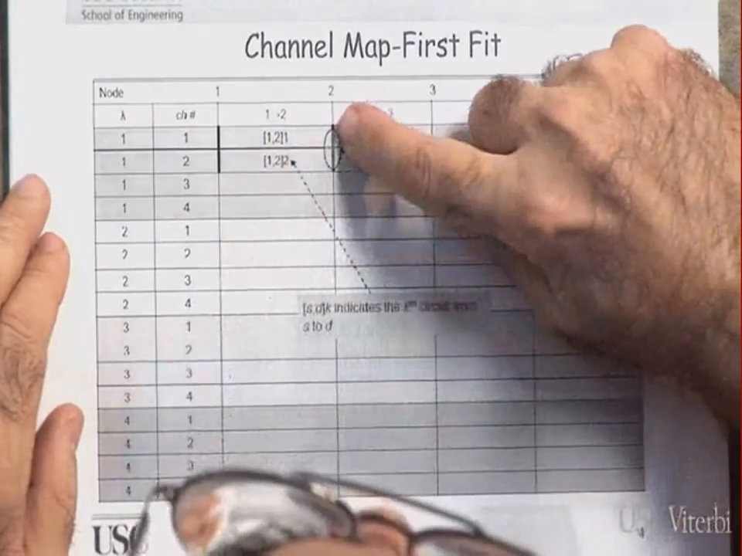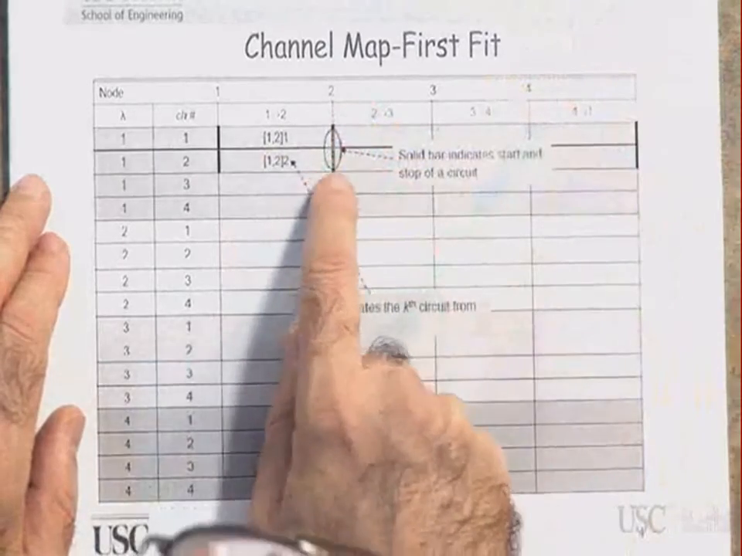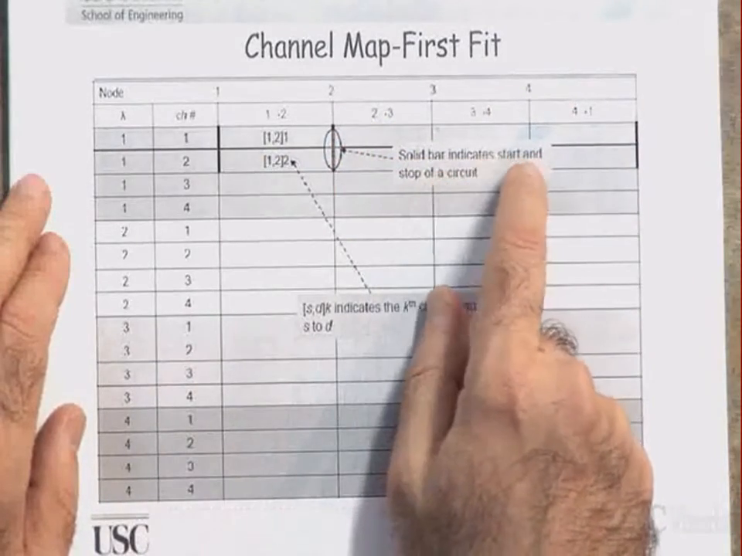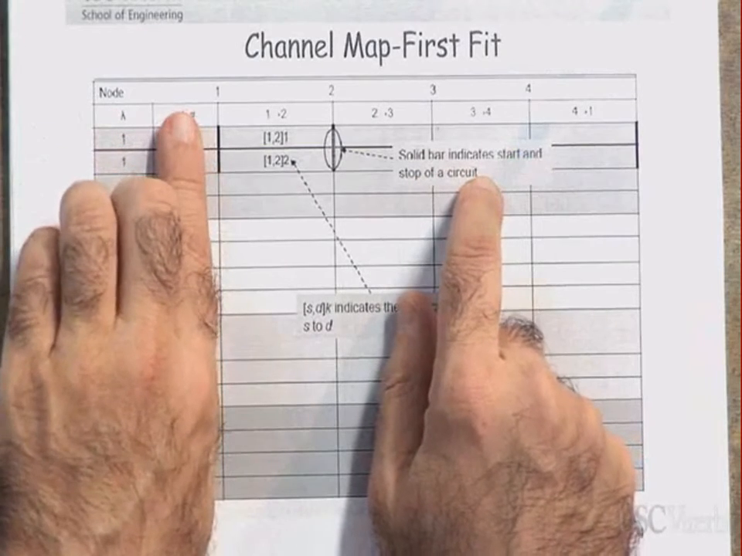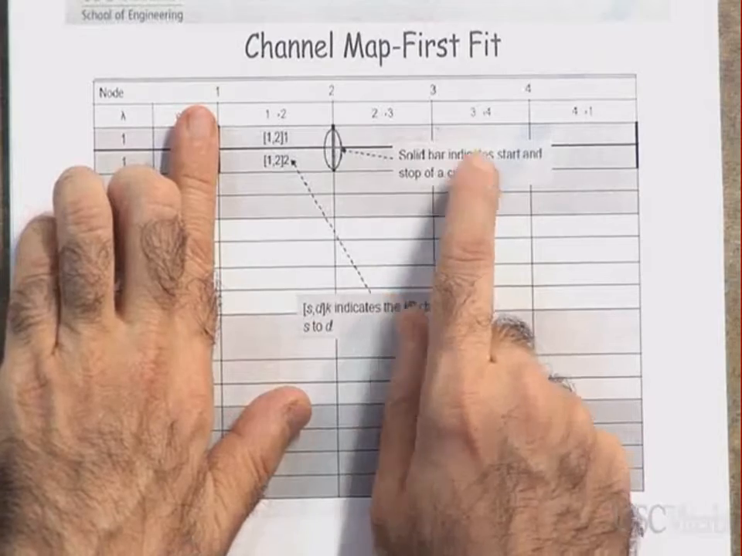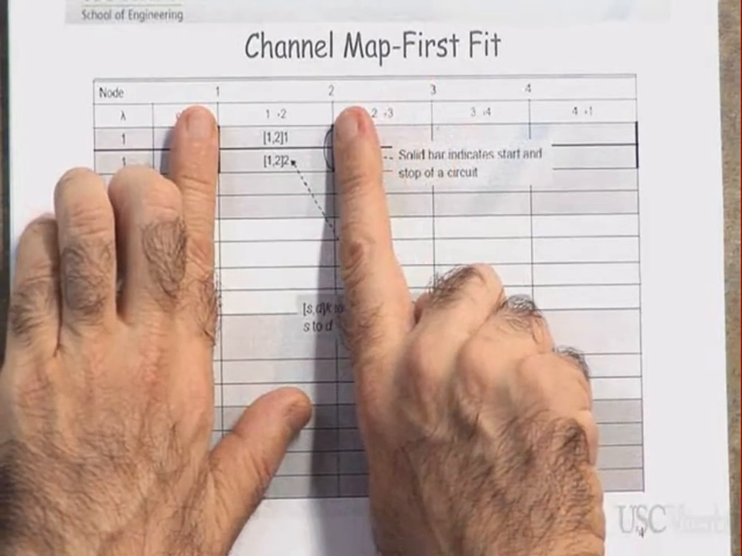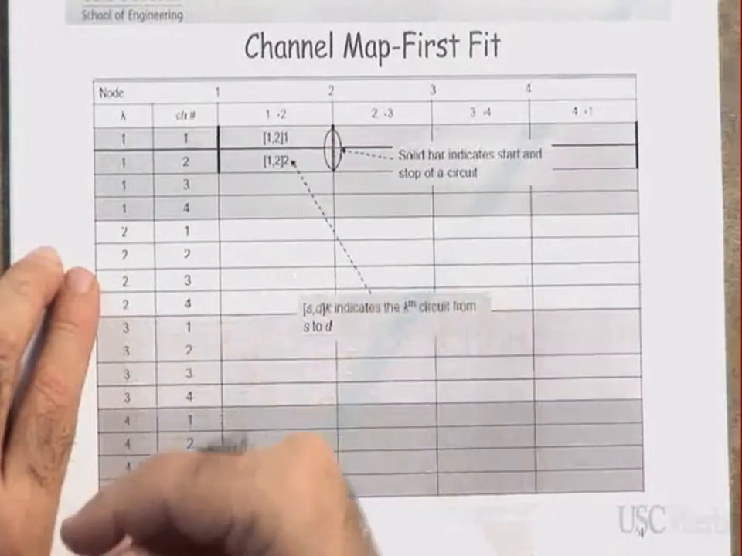Now, what does this line mean? Do you see this line? The solid line indicates the start and the stop of the circuit. Every channel is a circuit. So the circuit starts from here and ends here. Do I need an added drop box here? I need an added drop box here.